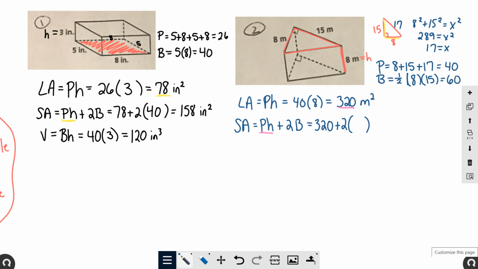60. I believe I heard somebody say that a while ago. I just want to make sure everybody got all the stuff. So 60 would go in here for B in our formula. Then just type that in your handy dandy calculator. 320 plus 2 times 60 is 440 meters squared.